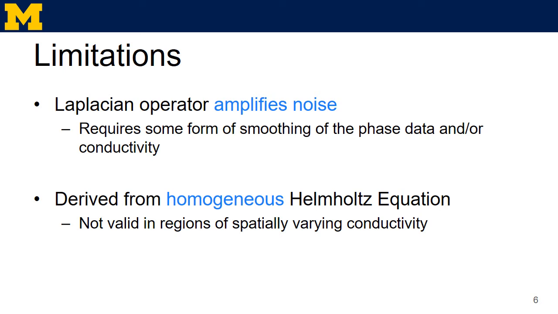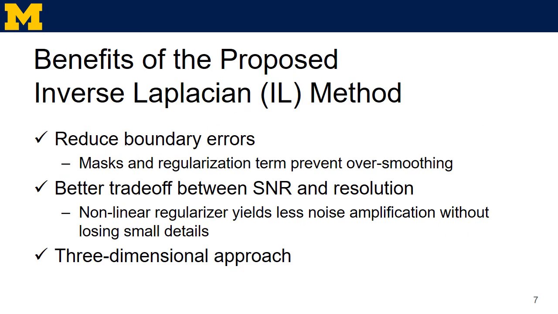This is definitely not true in the human body because we have not only spatial variation within a tissue, but we have spatial variation at boundaries between two tissues with very different conductivities. This paper describes a regularized model-based approach to phase-based conductivity mapping, which we are calling the inverse Laplacian method, or simply IL method. There are three major benefits to using this method.